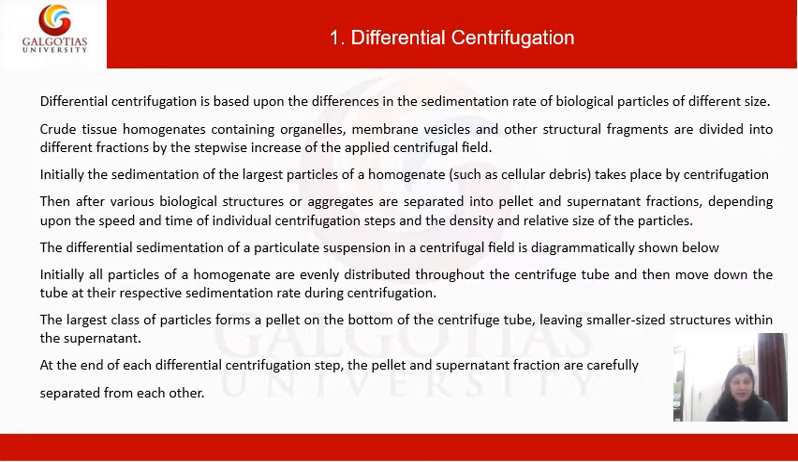The differential sedimentation of a particular suspension in a centrifugal field is dramatically shown in the next slide. Initially, all particles of the homogenate are evenly distributed throughout the centrifuge tube and then move down the tube at their respective sedimentation rates during centrifugation. The largest class of particles forms a pellet at the bottom of the centrifuge tube, leaving smaller structures within the supernatant. At the end of the differential centrifugation step, the pellet and supernatant fractions are carefully transferred into different tubes and separated from each other.